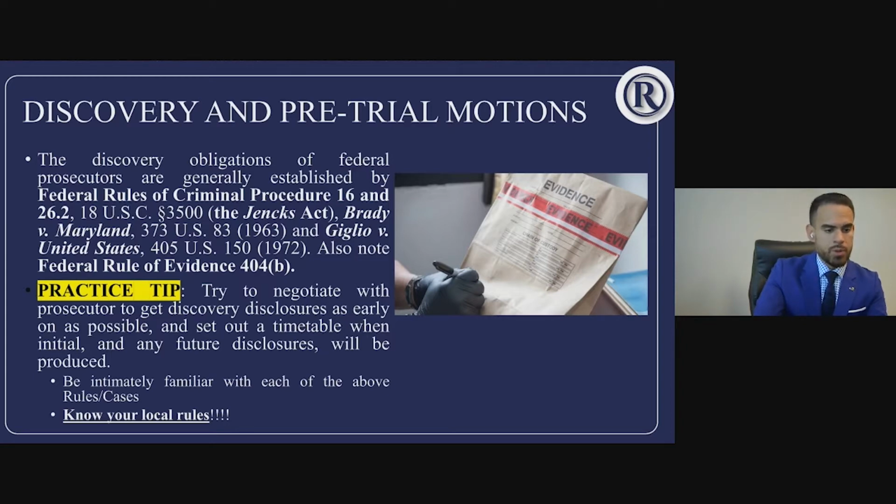Practice tip: try to negotiate with prosecutors to get discovery disclosures as early on as possible. Set timetables for when you're going to be getting those disclosures. You can also ask the prosecutor to send a letter attached to the disclosure explaining the discovery. It saves some time. And know these rules really well, and definitely know your local rules as they relate to discovery.